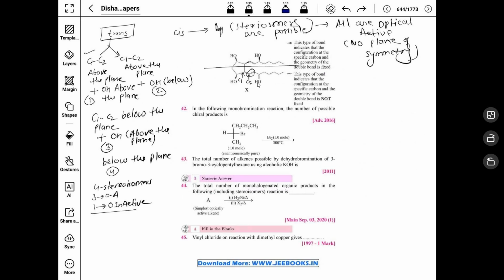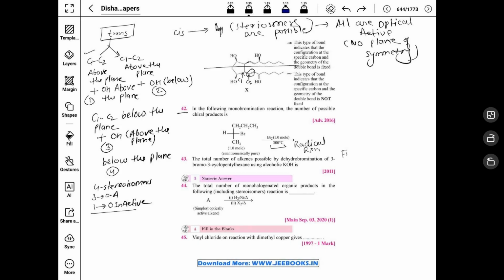Question number 42. In the following monobromination reaction, the number of possible chiral products is. So first we have to understand this reaction is a radical reaction, and a radical reaction is not selective. It can go and replace any hydrogen. So we have to draw all possible compounds with only monobromination, and we have to see which of them has a plane of symmetry. So we have to draw the Fischer projection.